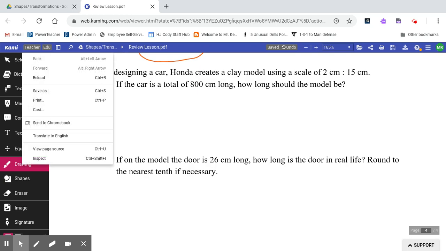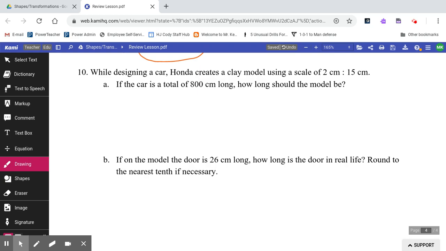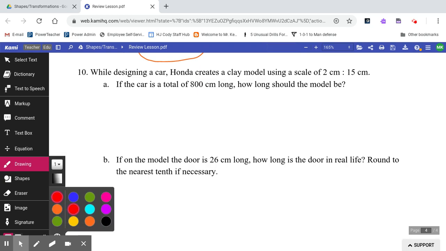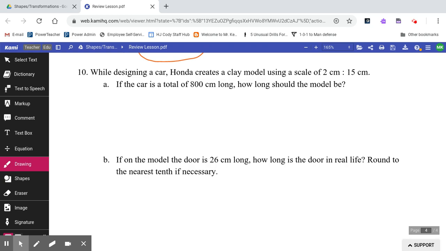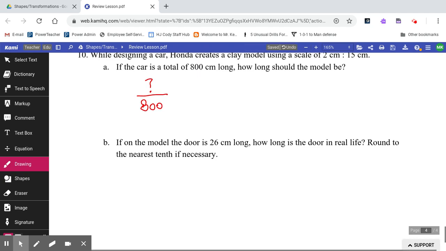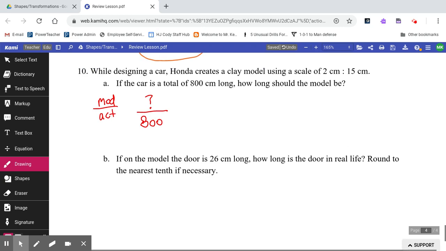Okay, hopefully you did that. To set this question up, it says, while designing a car, Honda creates a clay model using a scale of 2 centimeters to every 15 centimeters. If the car is a total of 800 centimeters long, how long should it be on the model? So I'm looking for model on top divided by the 800 that it actually is. That's model divided by actual. So that should equal whatever my ratio was, but I draw the model on top, so 2 on top, divided by the actual, which is 15.